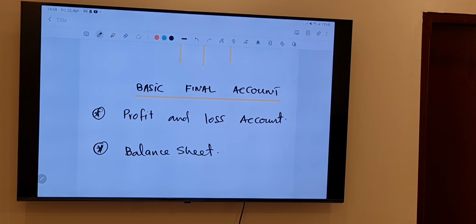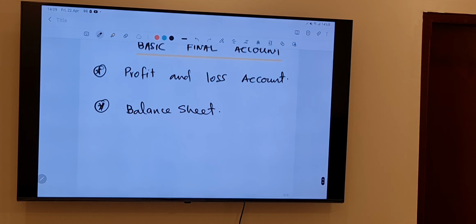So what will the profit and loss account tell us? Whether the business has made a good profit or not, we can calculate by preparing the profit and loss account. And the profit and loss account is for a given period. It could be for a day, for a week, for a month, for 3 months, for 6 months, or even for 1 year. Whereas the balance sheet is on a particular date. The balance sheet reflects the position of the business: how much are your assets, how much are your liabilities, and what is your capital position.